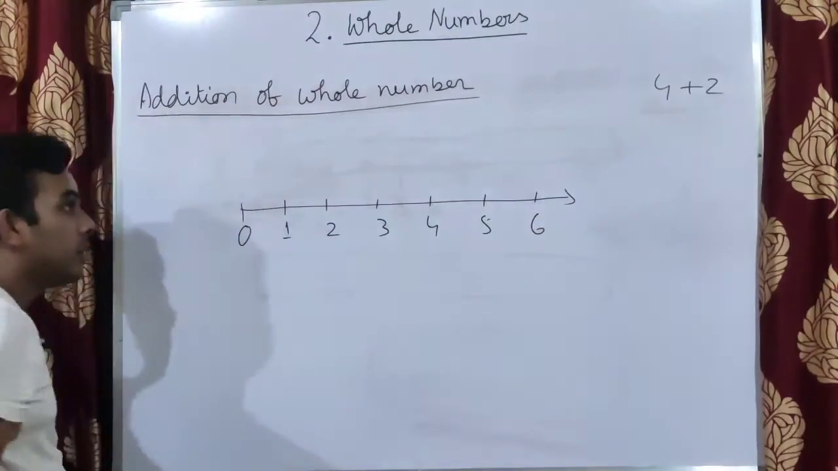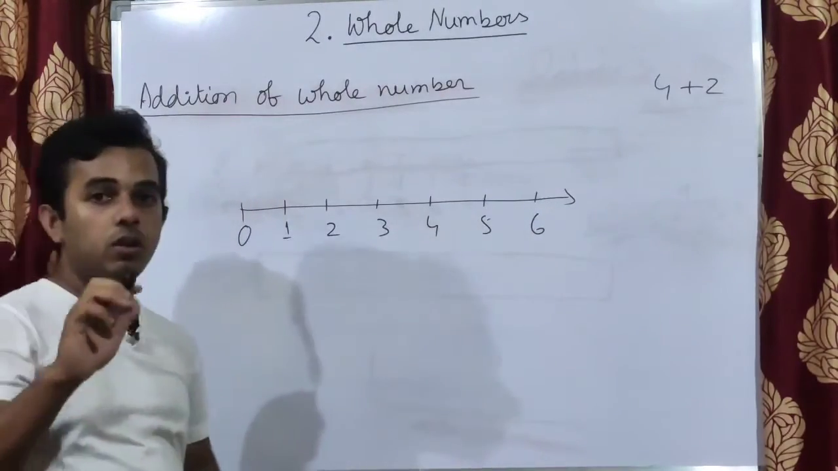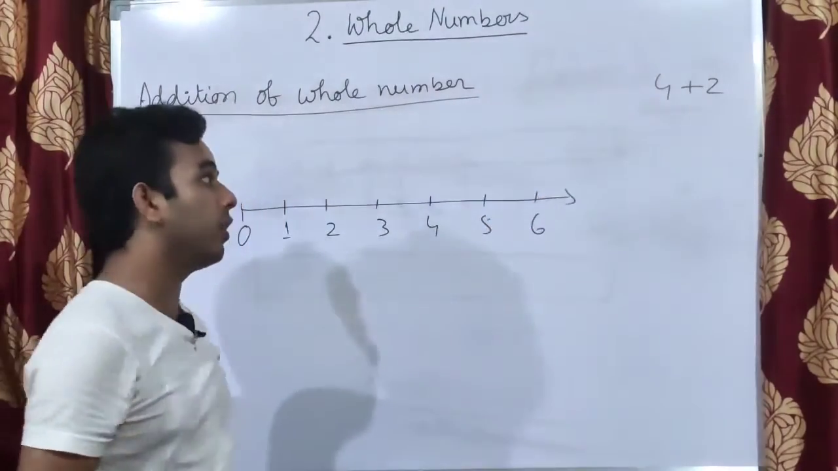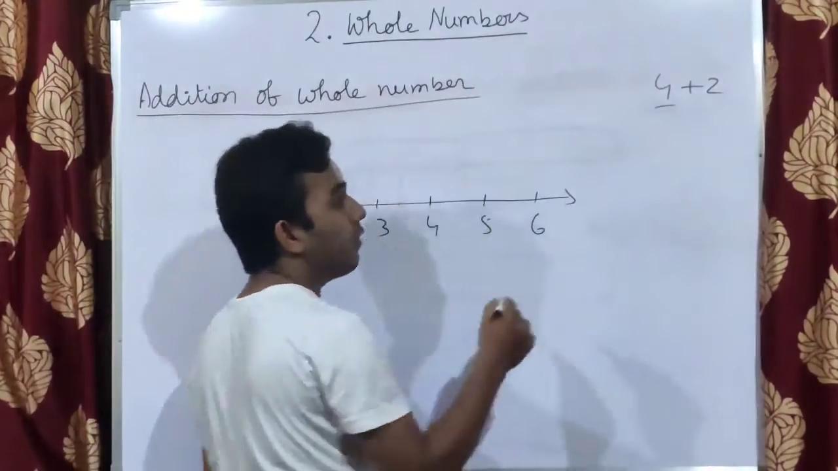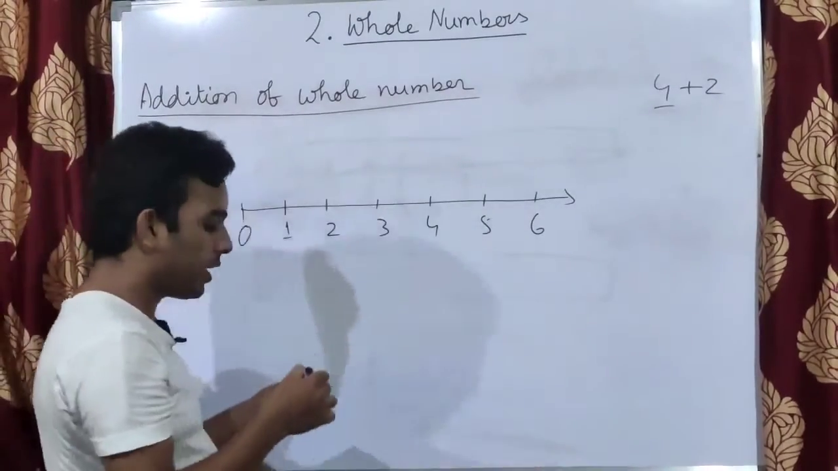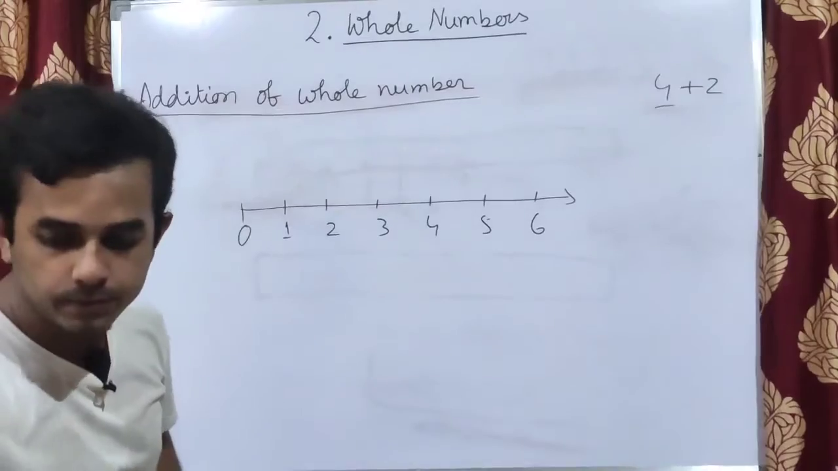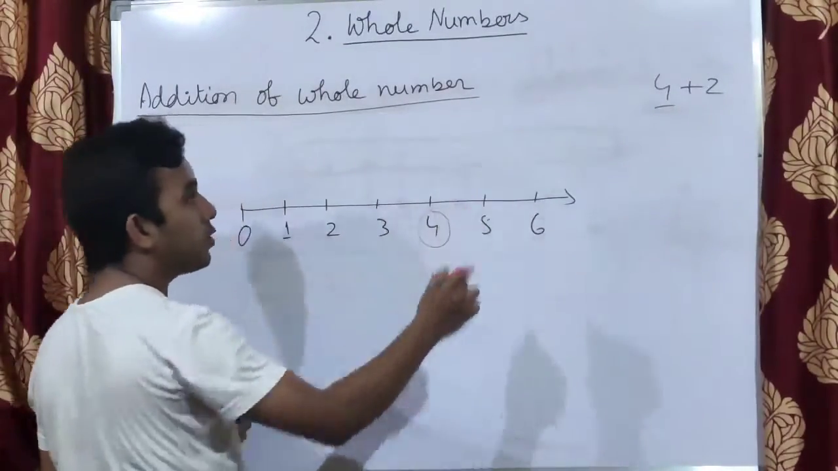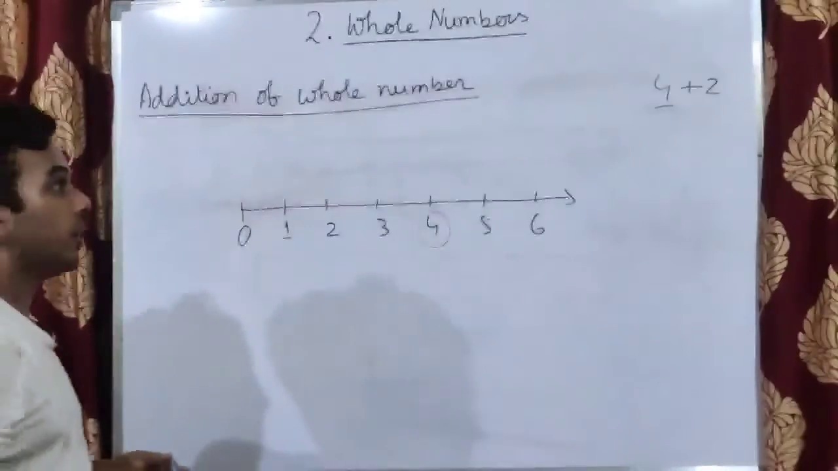Right. So first of all what will we do? We will find out 4. The first number is 4. Now first we will have to find 4. Where is 4 in this number line? Yes, there is the 4, right? So here is our 4. Now next is plus 2.